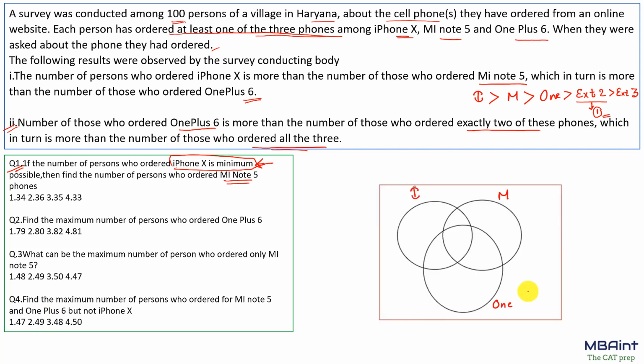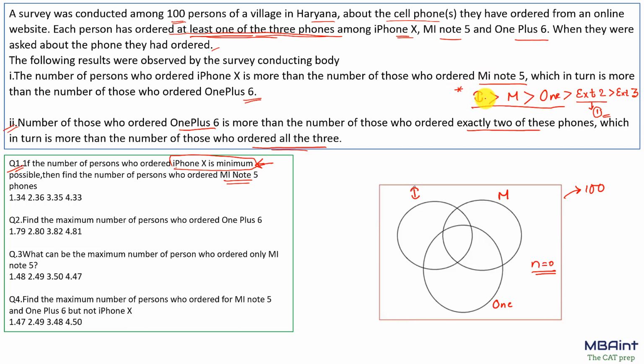So our Venn diagram would be something like this, and the total number of persons is 100, and n equals 0, that is, the number of persons ordering none of them would be 0 because at least one of them ordered something, right? Now the given condition is that iPhone has to be minimum, and we have to fulfill this complete inequality. Now seeing this, iPhone has to be minimum.